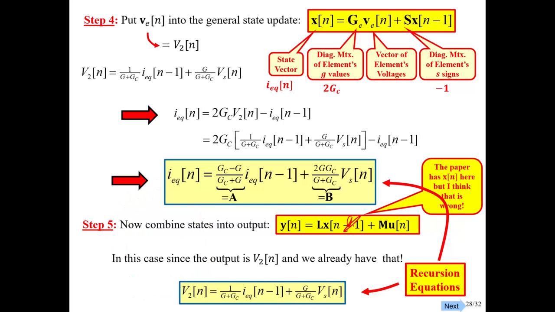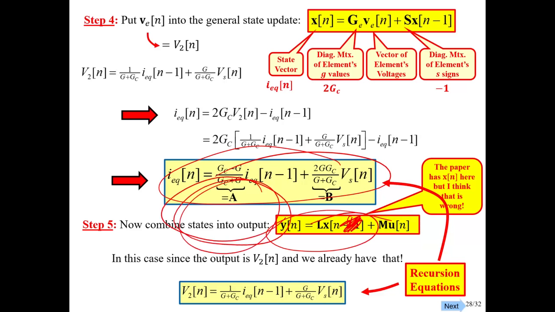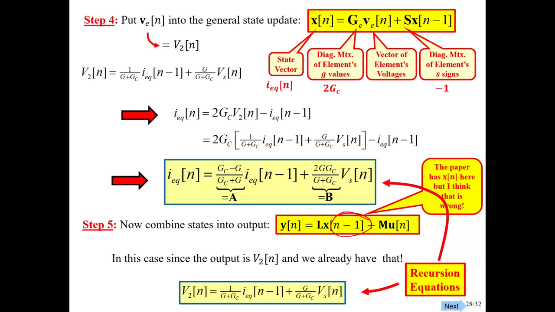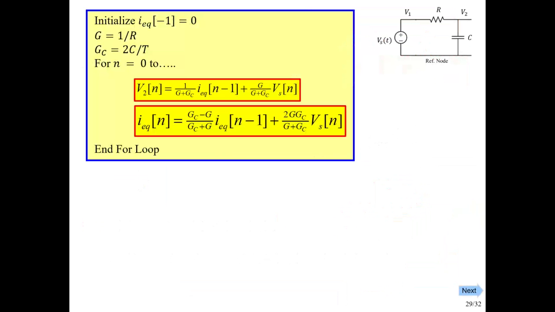If you had this as n, then you need to start here and then do this recursively. But again, it makes no sense to me to put an n there when the n minus 1 is sitting right there in the circuit contributing to the node voltages at time n. So I fixed that. And here it is.